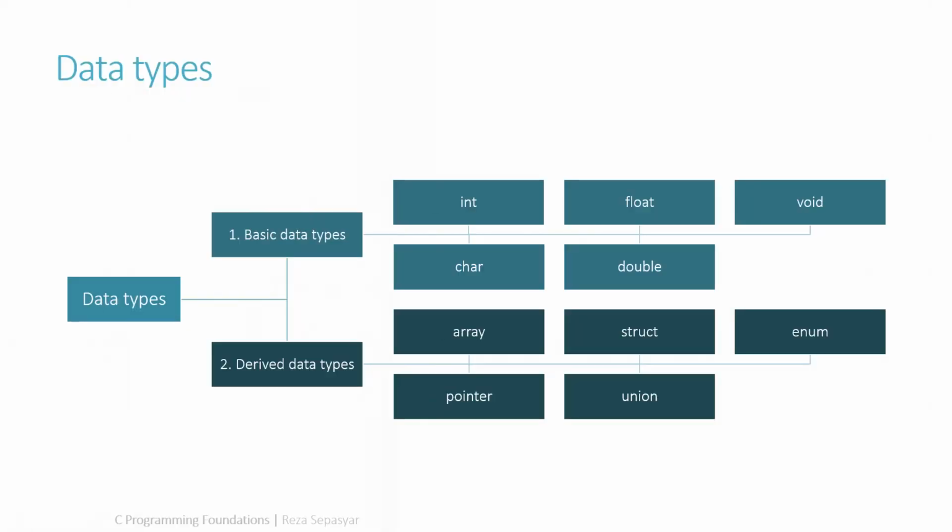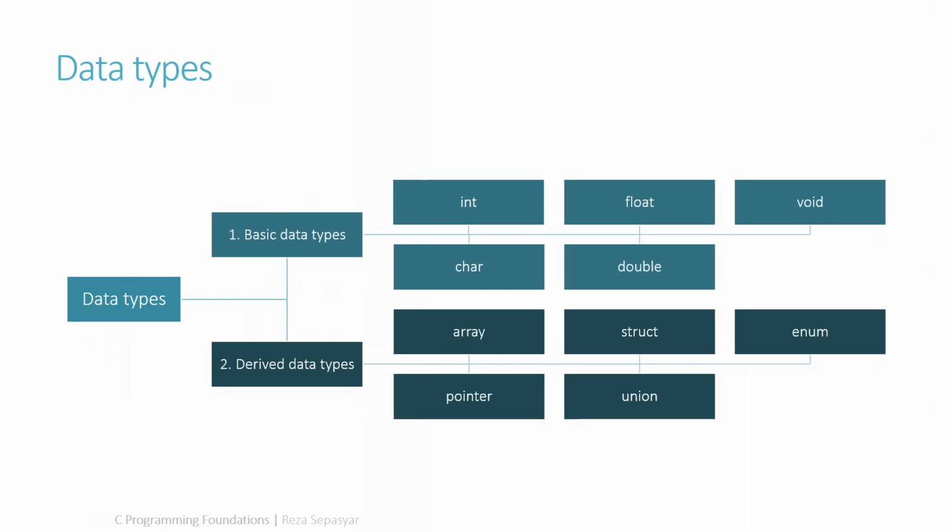Data types in C are a crucial aspect of the language. They help define the type of data that a variable can store. C supports various data types, including 1. Basic data types. These include int for integers, char for characters, float for floating point numbers, double for double precision floating point numbers, and void data type that indicates the lack of type. It is often used with pointers and functions.